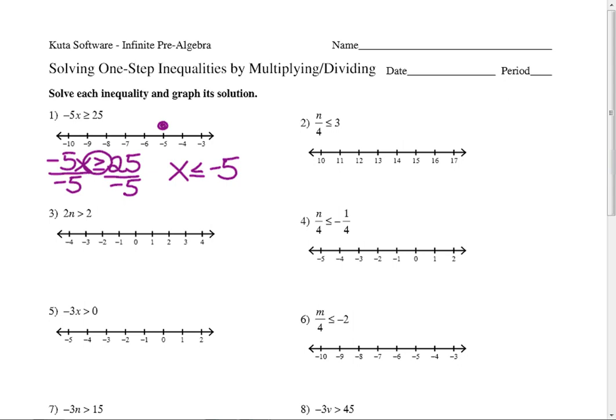I'm going to fill it in, and numbers smaller than negative 5 are left or right? Well, let's try 0. Does 0 make that true? Oh, no. Is 0? Nope. It's going to go the other way.